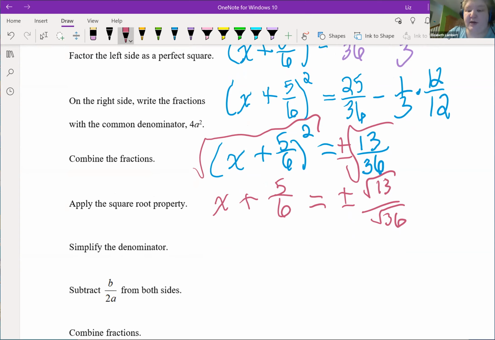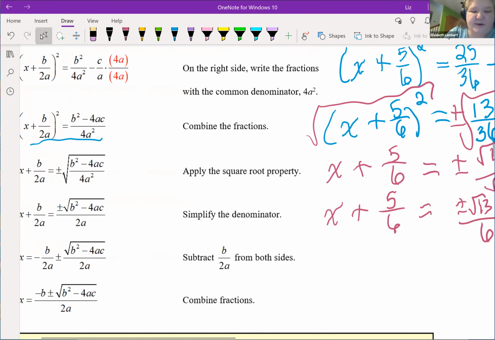So our denominator in this case, the square root of 36, is 6. Oh, look, that's actually what we had over here. That always happens. It's the nature of the process. So we have 5/6 equals, and now this is plus or minus the square root of 13 over 6.